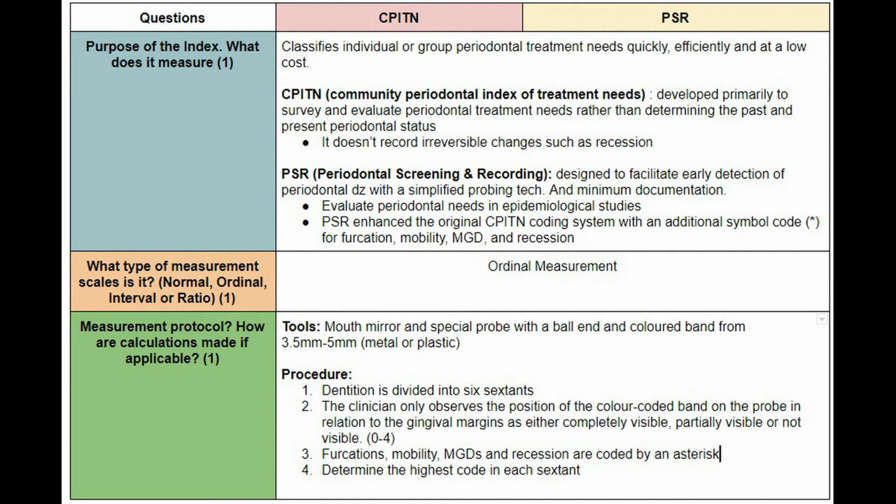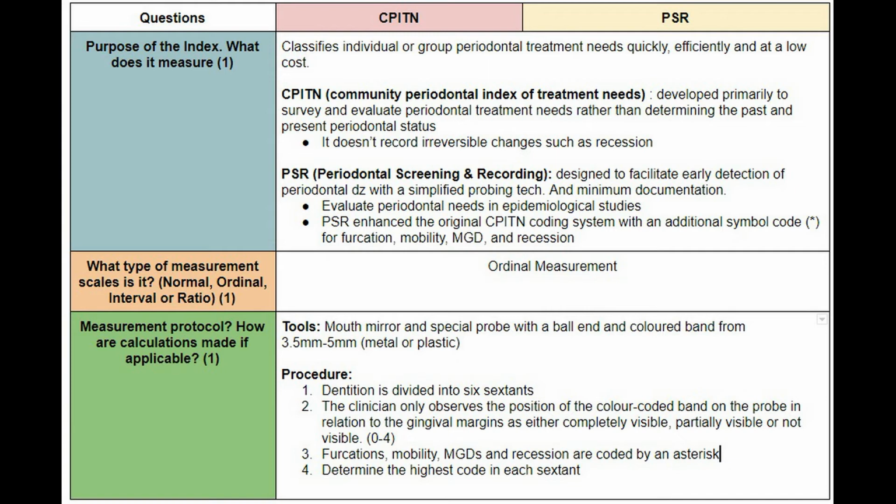PSR was designed to facilitate early detection of periodontal disease with a simplified probing technique and minimum documentation. PSR enhanced the original CPITN coding system with an addition of an asterisk symbol representing areas of furcation involvement, mobility, MGDs, and recession. Both of these indices use an ordinal measurement scale.